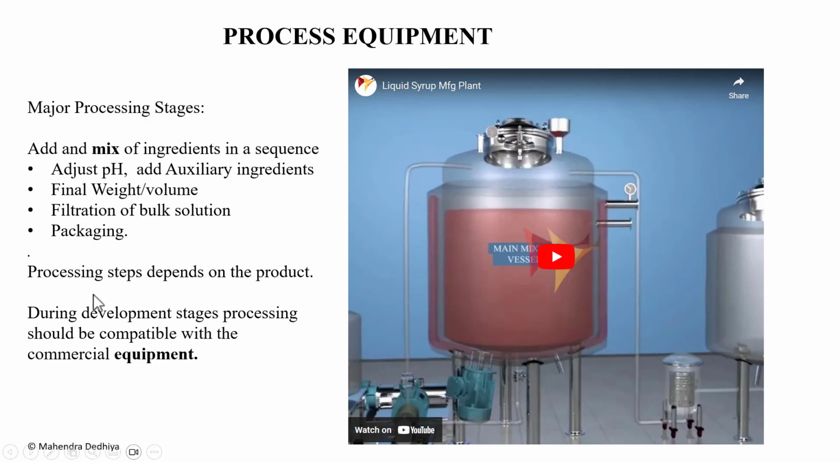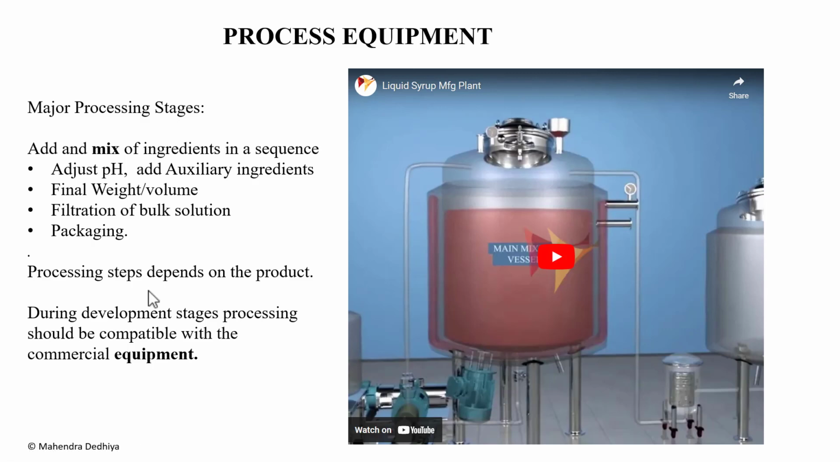Processing steps will depend on the product and the material characteristics. In developmental stages, processing materials and equipment should be compatible with the commercial equipment. And we'll point that out during the presentation.